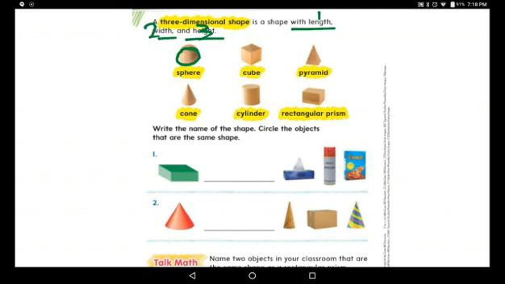That's why we use this shape to make balls. It's like a basketball. It's like a football. Now, this is a sphere. A globe also is a sphere shape. Now look at the second shape.